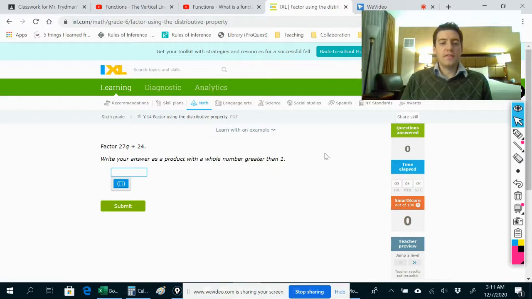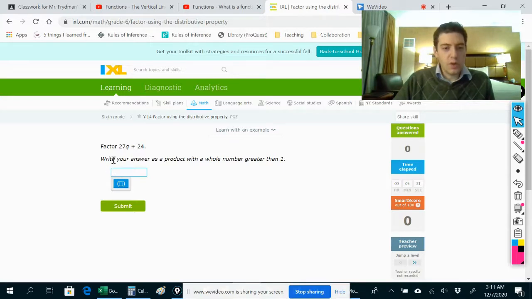Usually when we distribute something, we have a number next to parentheses, and we multiply that number with every term inside the parentheses. With factoring, we have an expression like this, and we have to go backwards and figure out the number and also the terms that go in parentheses that would give us this expression.